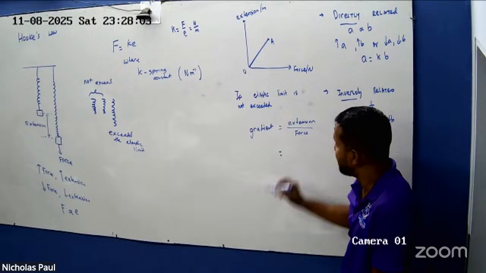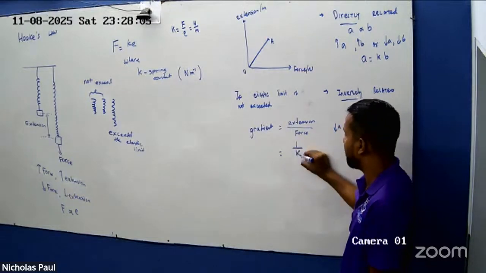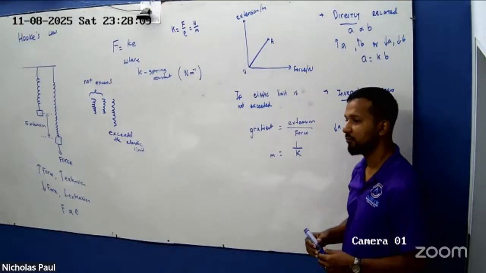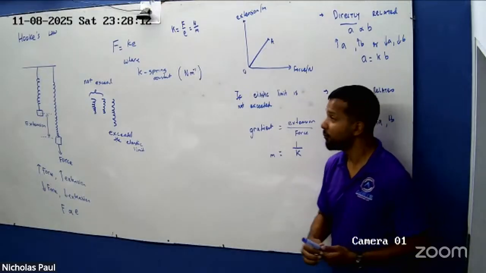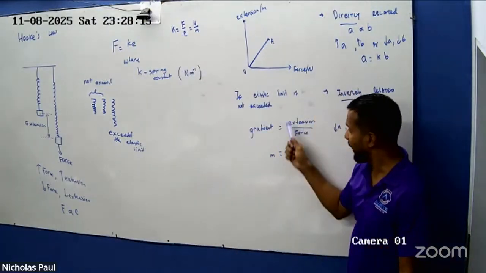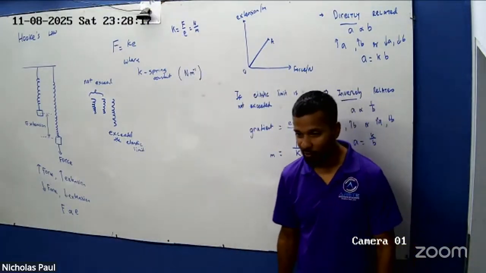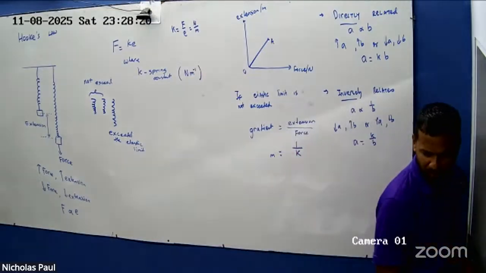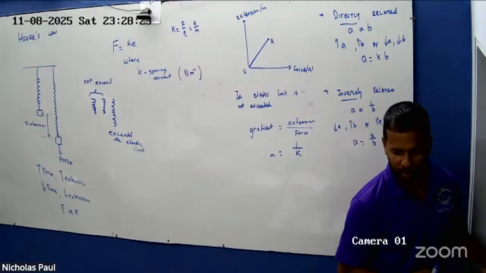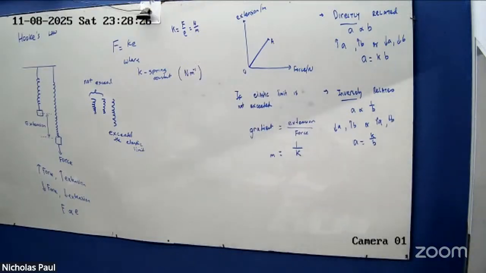The inverse of the constant, 1 over k. So the gradient is 1 over k, because k is force over extension. So extension over force is the other way around. Copy it down on that black paper. Let's do this graph.